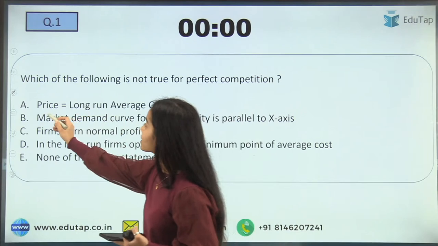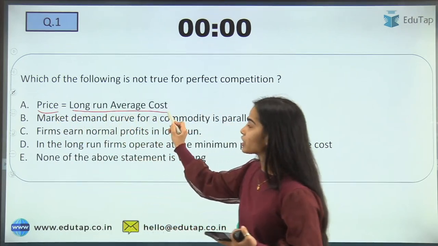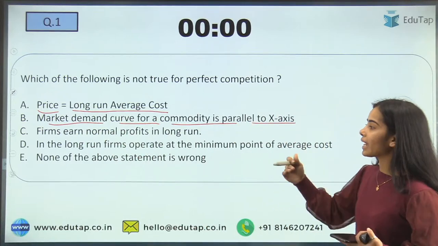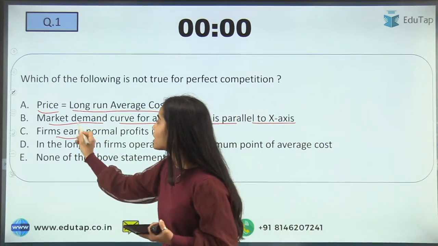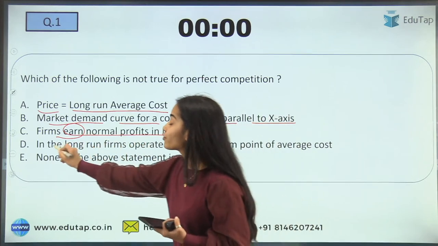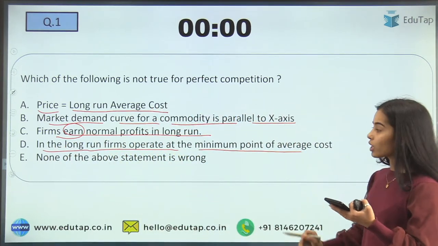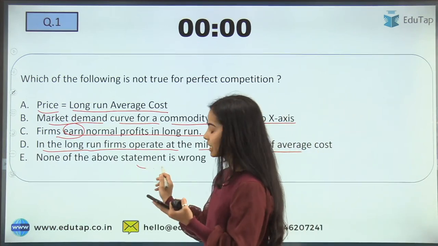So the first is price is equal to long run average cost. Second is market demand curve for a commodity is parallel to x-axis. Third is firms earn normal profits in long run. Fourth is in the long run firms operate at the minimum point of the average cost. And the fifth is none of the above statement is wrong.